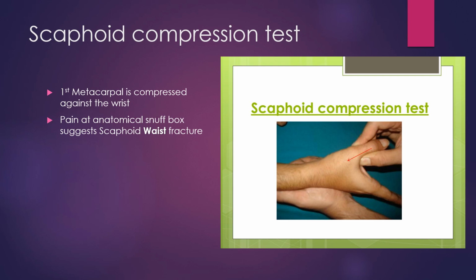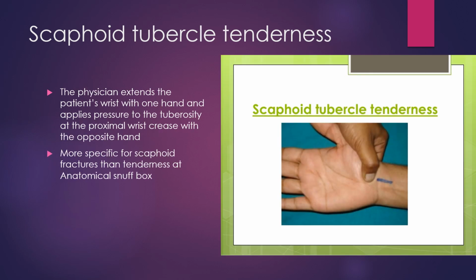In the scaphoid compression test, the first metacarpal is compressed against the wrist. This is your first metacarpal, and it is being compressed against the wrist. If there is a fracture of the scaphoid, the patient will complain of pain over the anatomical snuffbox, or over the scaphoid bone. And this mostly denotes a scaphoid waist fracture.